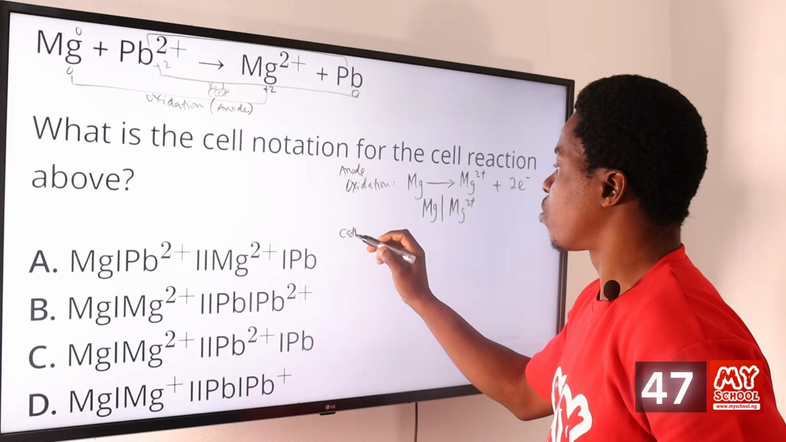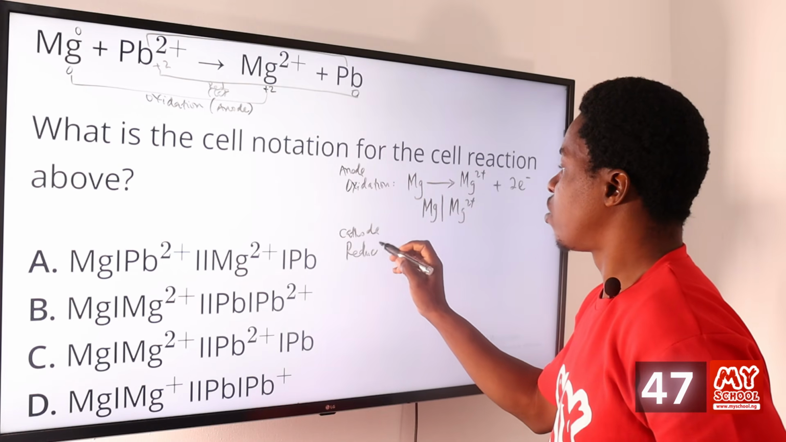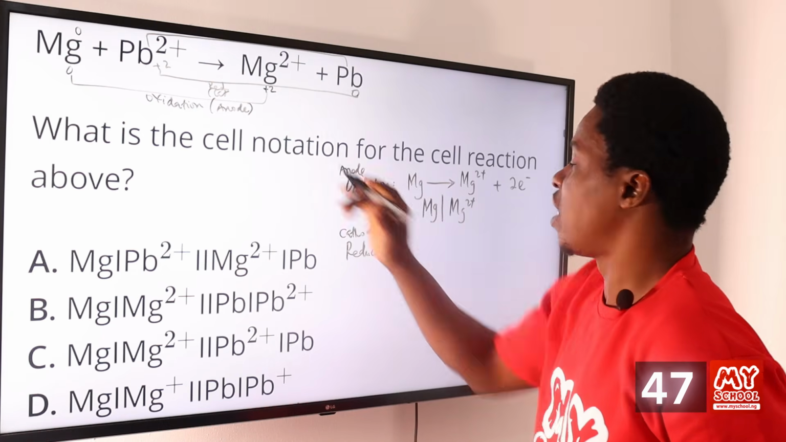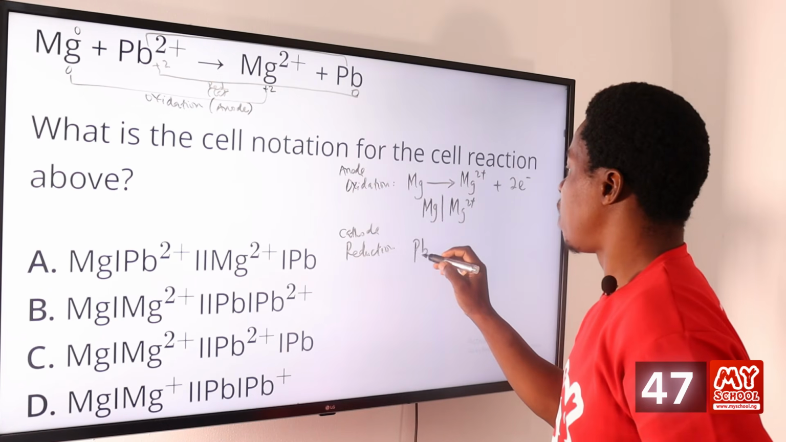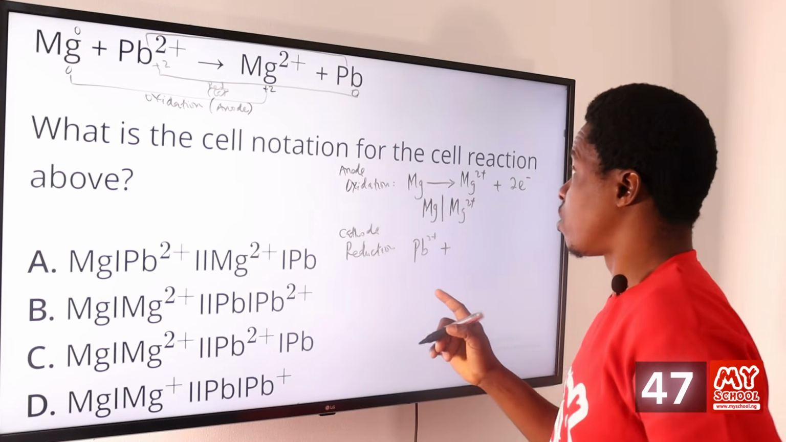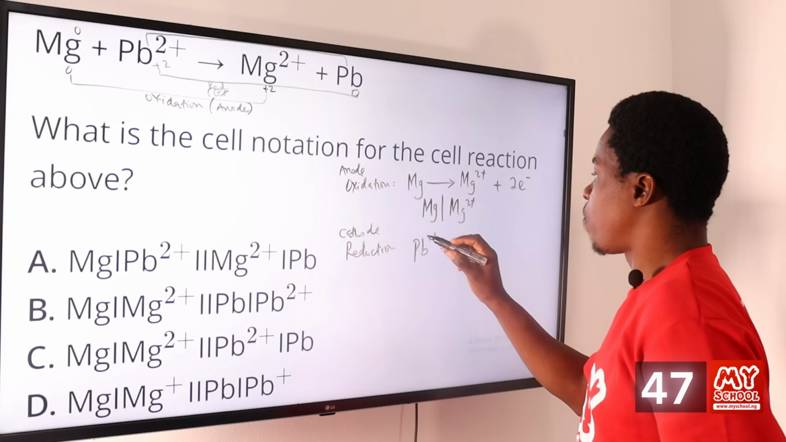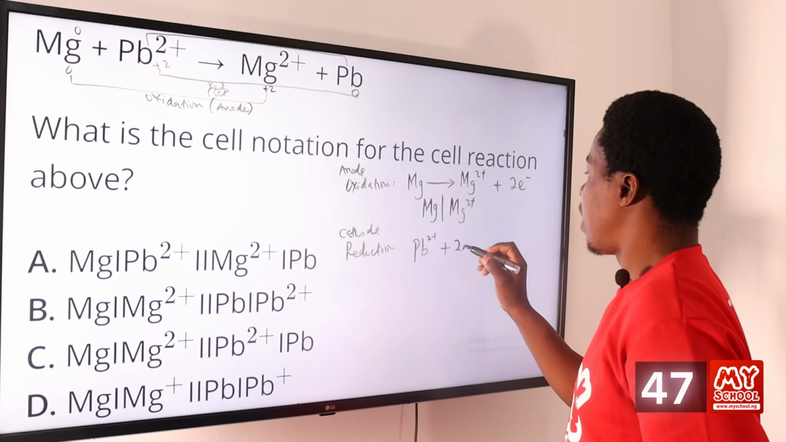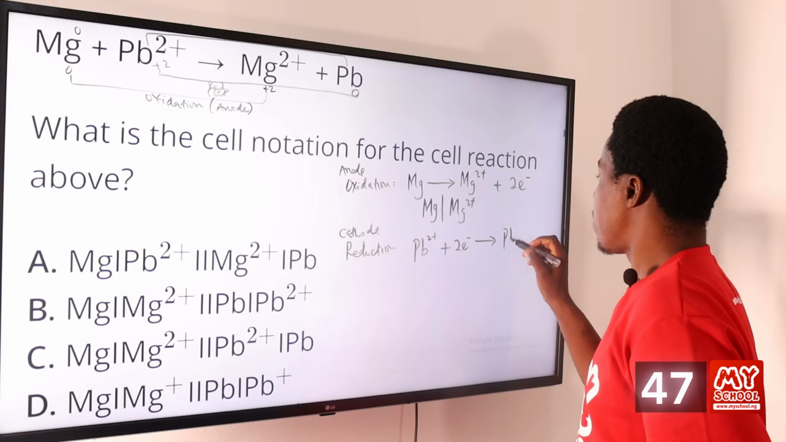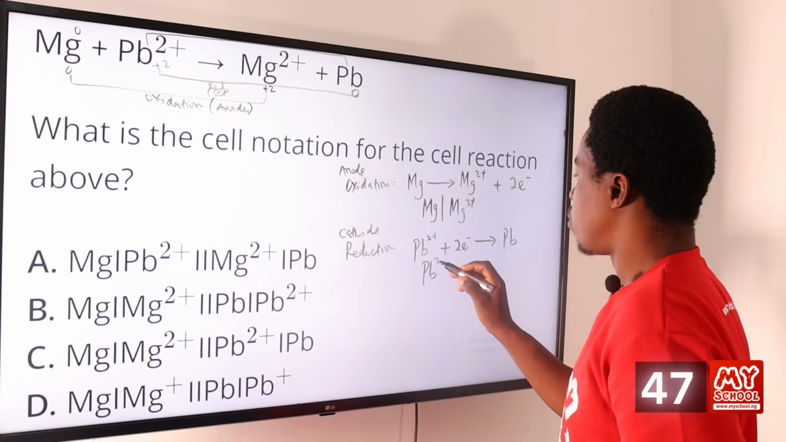Then at the cathode, what happens there is reduction, with the other one, which is lead. So the lead ion, Pb2+. Reduction is gain of electrons, so Pb2+ plus 2 electrons gives us Pb. So if you are going to write this in notation, it's going to be Pb2+.